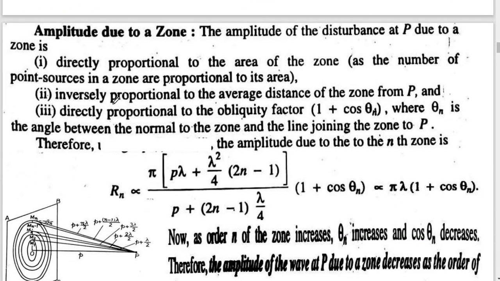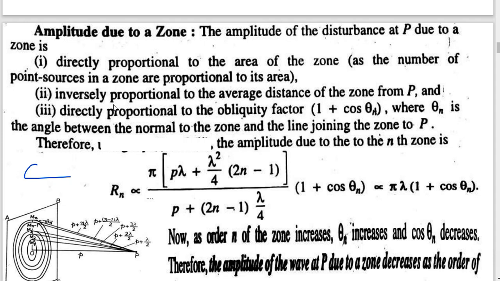So the next thing is amplitude due to a zone. What is amplitude? Basically, in a wave, this is the amplitude. Now we have to find the amplitude of light due to that zone. Remember two to three points. The amplitude of the disturbance at P due to a zone depends on various points. First, it is directly proportional to the area of the zone.